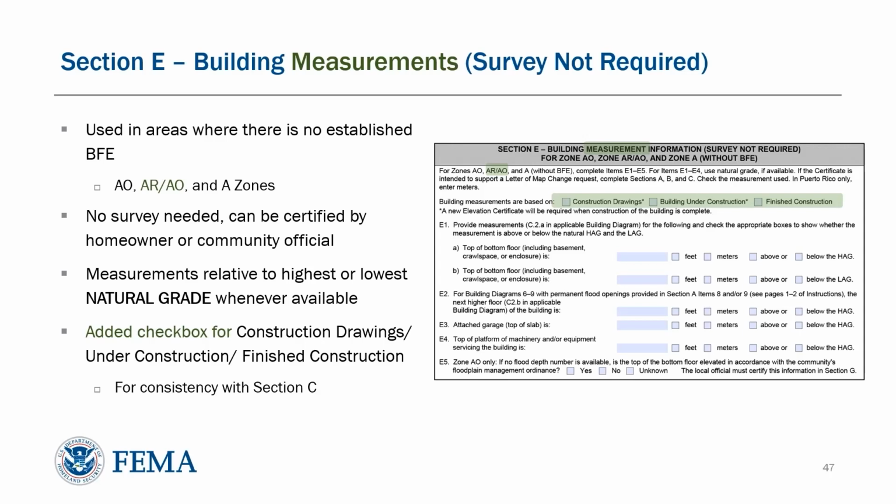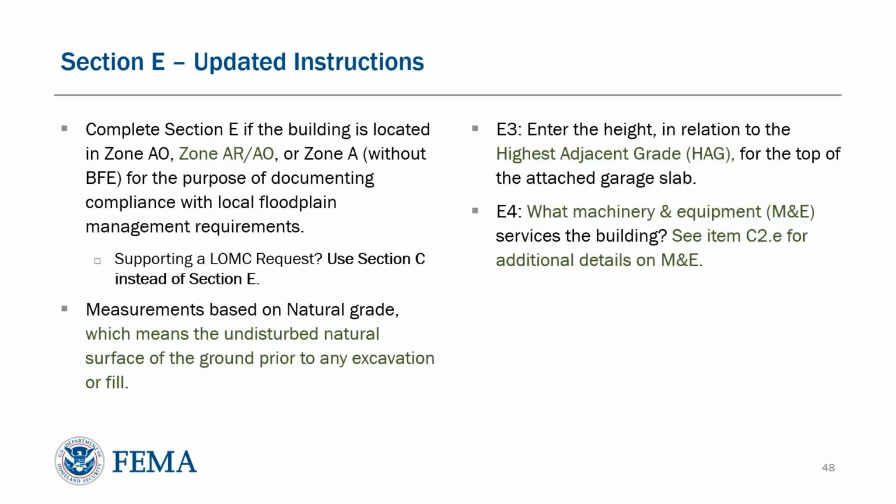In Section C1, there are checkboxes to indicate the condition of the building at the time of the certification, and those boxes have been added here in Section E. The checkboxes are there to indicate whether the measurements are based on drawings, on a building under construction, or for finished construction. Here are the expanded instructions for Section E.